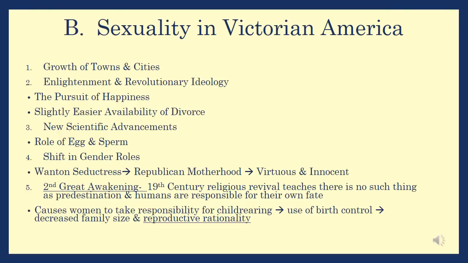And women really take this to heart, and they realize that they can take responsibility for child rearing, and they don't necessarily have to have a certain number of children just because it's what would naturally have happened. And that means that there's an increased use of birth control, it brings a decrease in the size of families, and it brings about what is known as reproductive rationality. And many people today practice reproductive rationality, where you wait until you've actually decided to have a child to become pregnant, rather than seeing what the fates might bring to you.